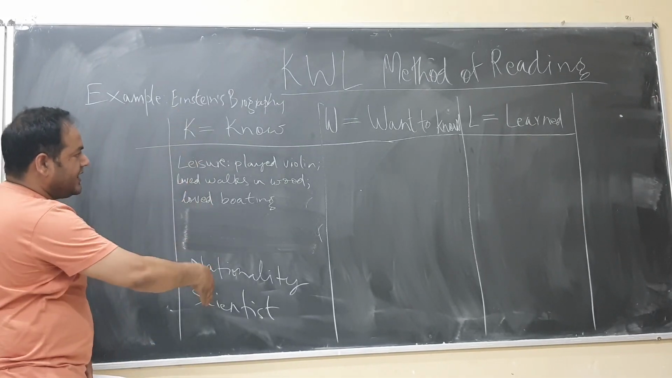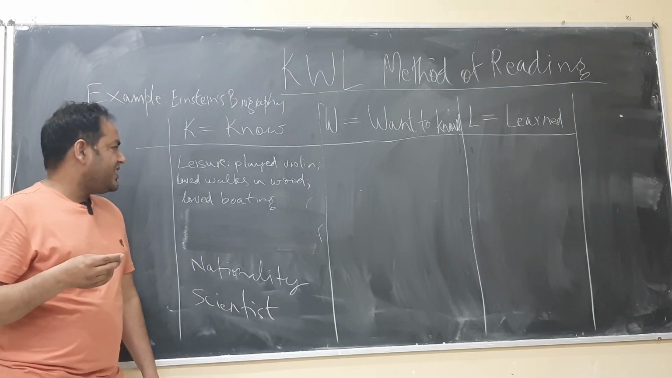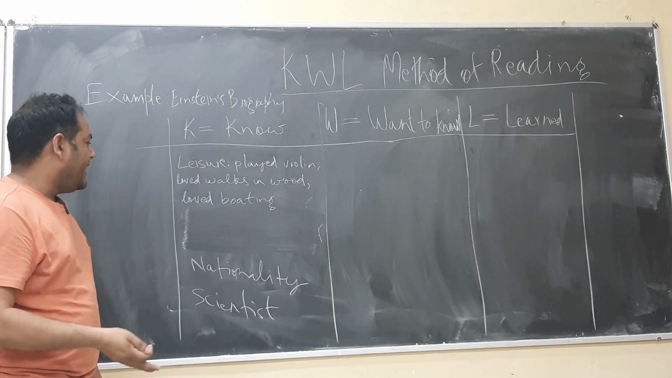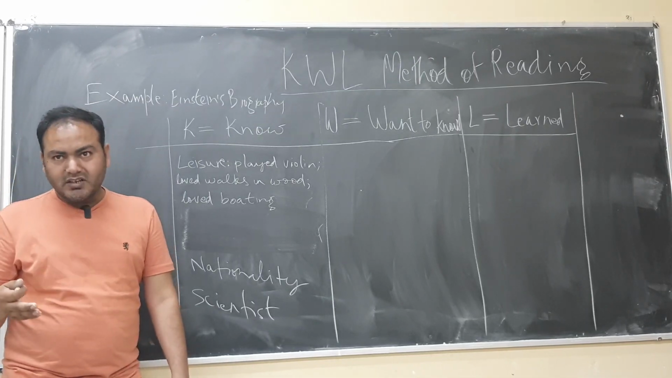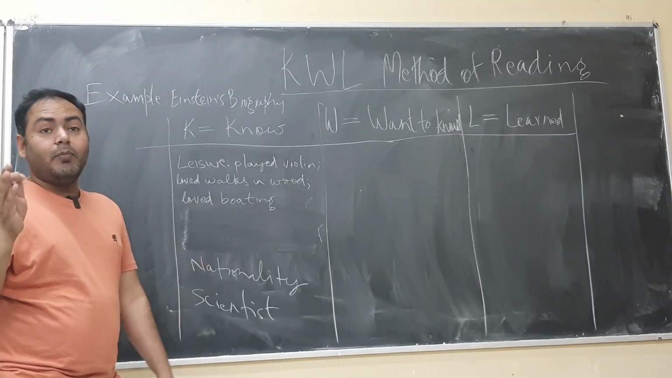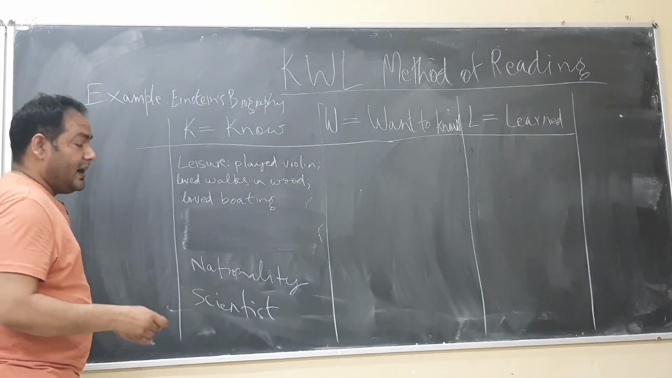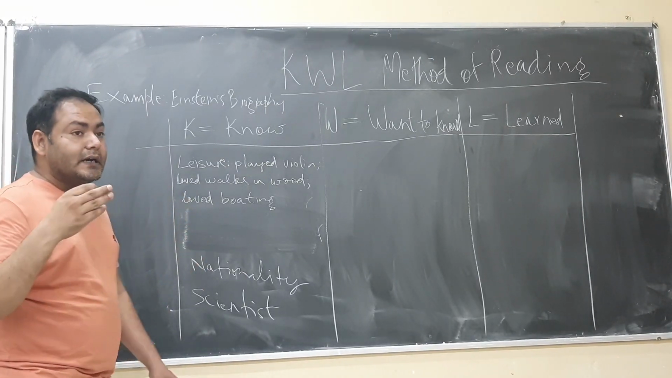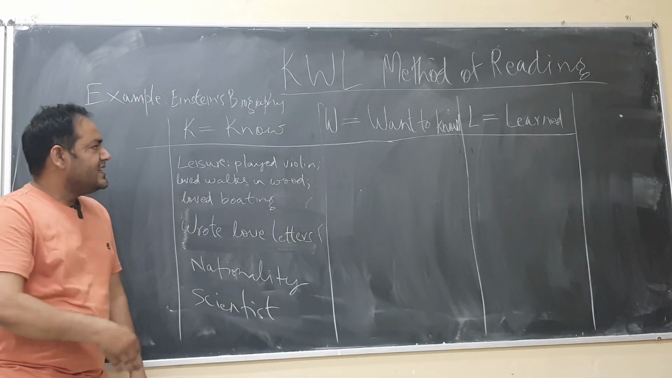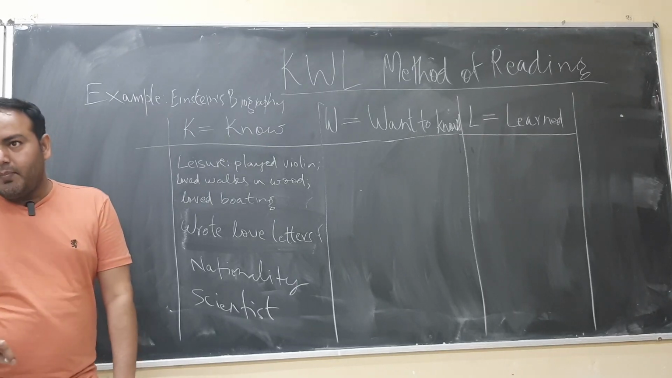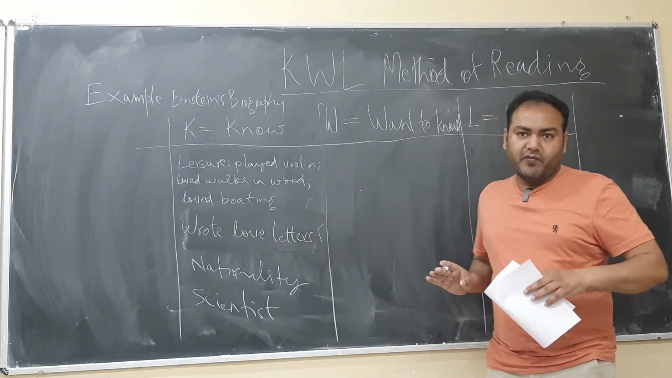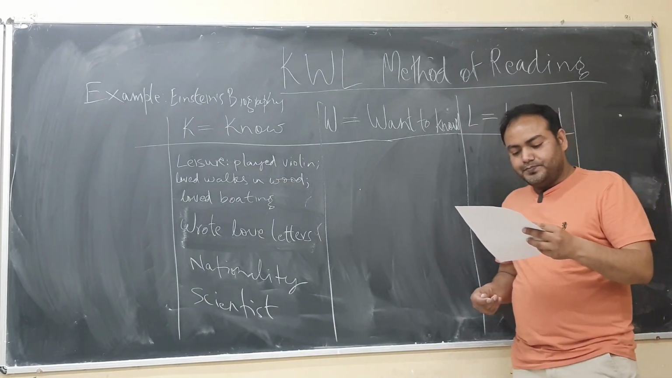So we are still in the know section. I know about the leisure activities that Einstein used to do. For instance, playing violin, long walks in the woods, and boating. I also know another interesting fact about Einstein, that he loved writing love letters. Did you know that? So these are the points that I already know about Einstein before even reading his biography. Let's now move to the W section.